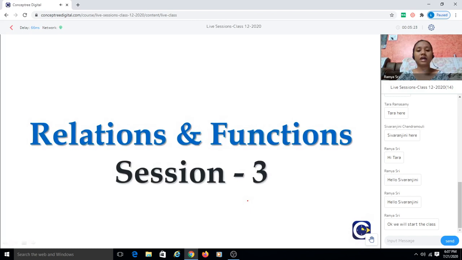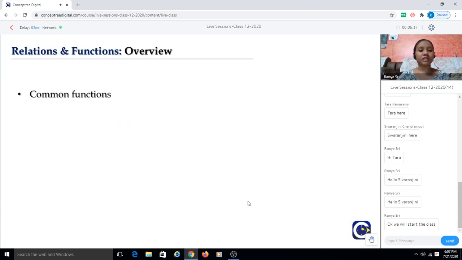Right, first I'll give you a quick overview of what we have covered till now and what we are going to cover as part of session 3 of relations and functions. In the initial part, we have seen common functions, which we covered in our 11th standard in detail. For each function, we have seen the equation, the graph, and we have found the domain, codomain, and range.